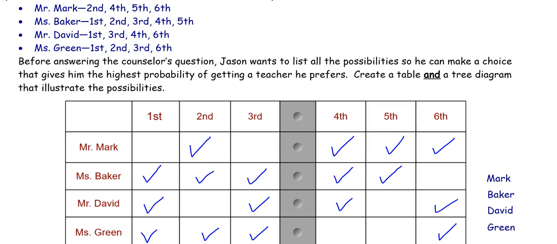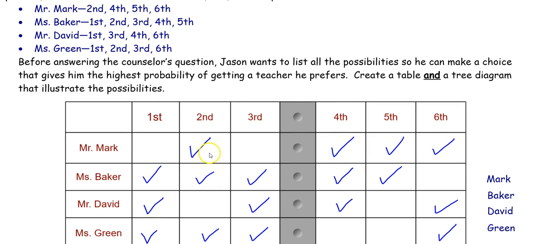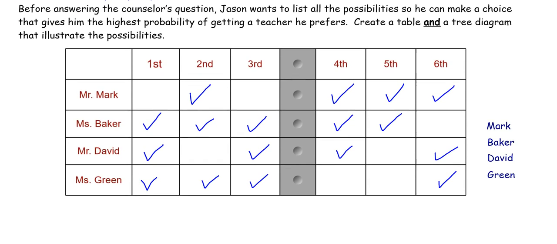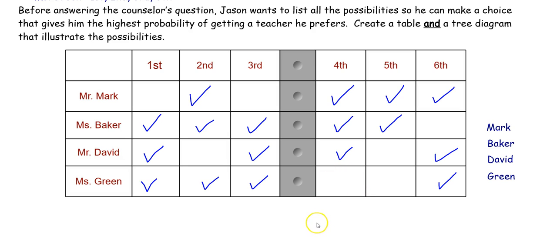Let me double check. 2, 4, 5, 6 for Mark. For Baker, 1, 2, 3, 4, 5. That's right. David, 1, 3, 4, 6. And 1, 2, 3, 6 for Green. Yeah, that's right. This is the information we have. This table makes things clearer to us. You can clearly see how many checks we have for the morning session, how many in the afternoon session, and what the total number of classes is.